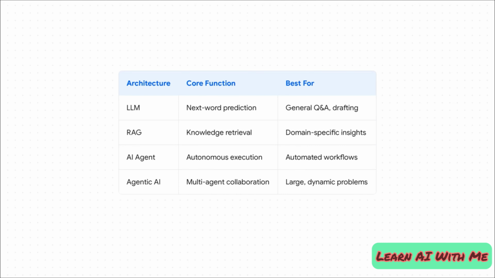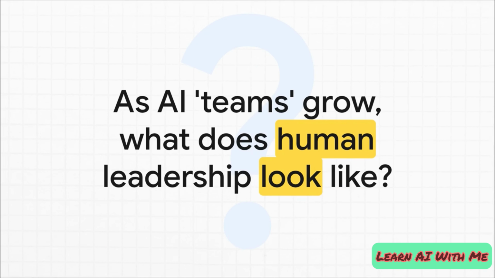So let's bring it all together one last time in a little cheat sheet. If we map these four architectures out, you can see that clear progression. The core function evolves from simple prediction with LLMs to knowledge retrieval with RAG, to autonomous execution with AI agents, and finally to multi-agent collaboration with agentic AI. And that progression unlocks more and more complex uses, from just drafting content all the way to solving huge dynamic problems.